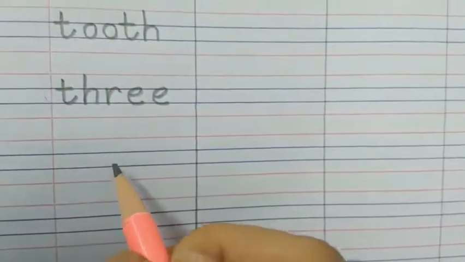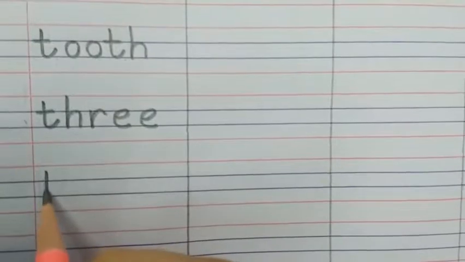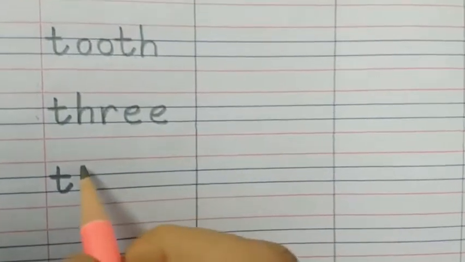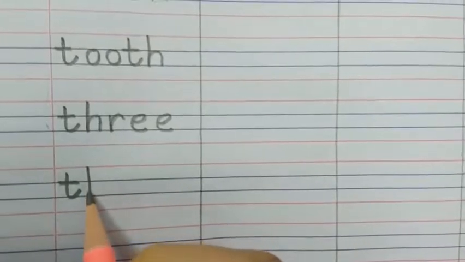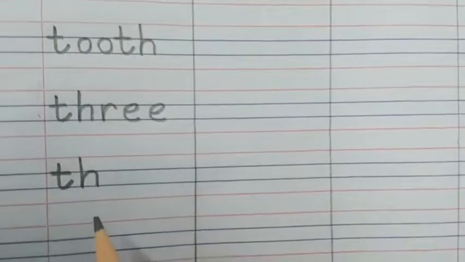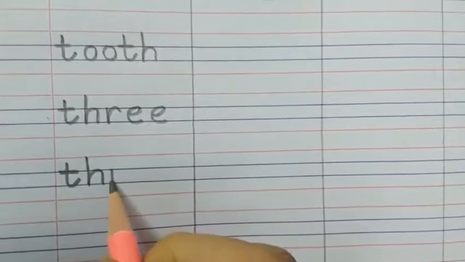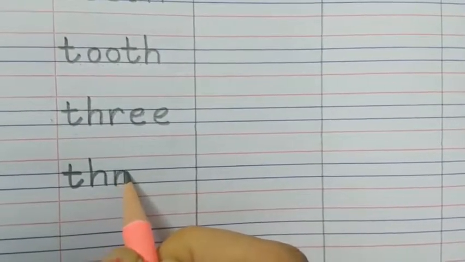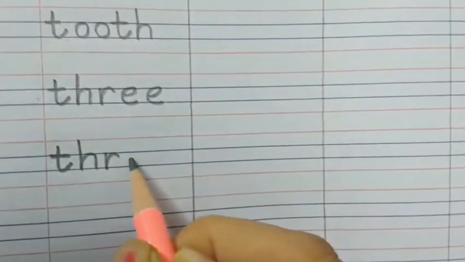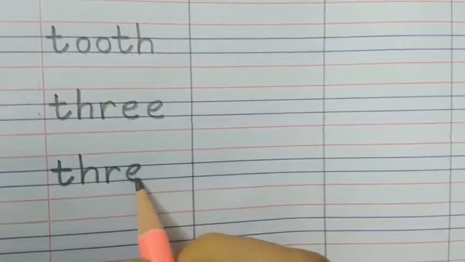T-H-R-E-A-D. Thread. So we'll write T. So little bit below red line, straight line, come down on the second blue line, make a curve and a small slipping line on the first blue line. H. From red line to blue line, come down, go up, curve, again come down and touch the second blue line. H. R. From blue line to blue line, straight line, go up and a small curve. R. E. From the center, go up and a C curve. E.